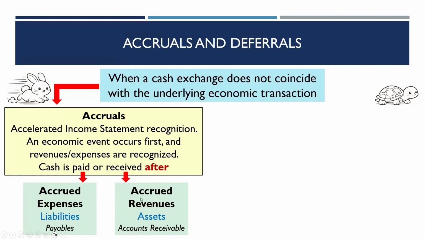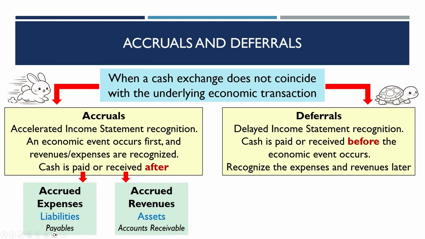If you have an accrued revenue, that means that you have some sales that were recognized on the income statement before you received the cash. We call this asset an account receivable, very normal transaction. So accrual just means the income statement is rushing. And when the expenses are rushing, that leads to liabilities. And when the revenue is rushing, that leads to assets.